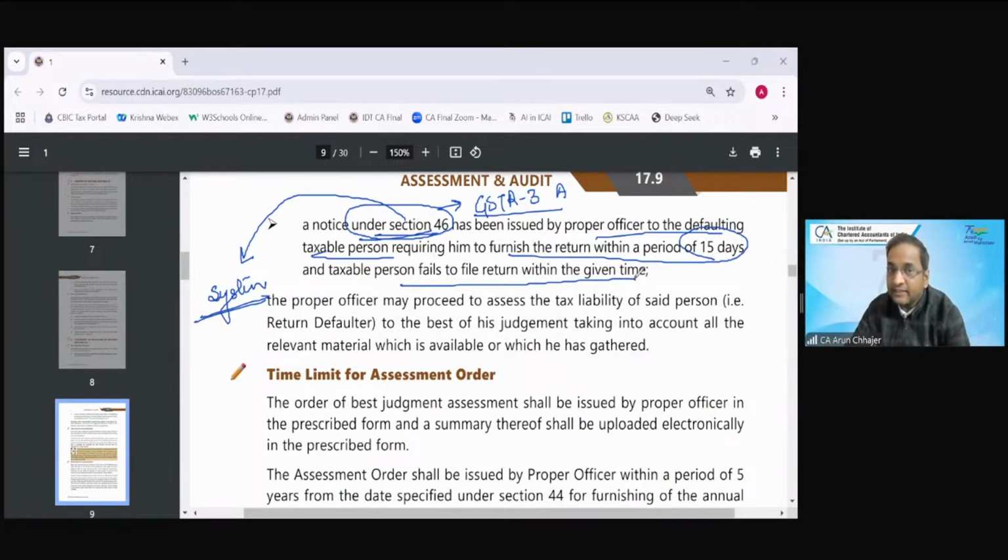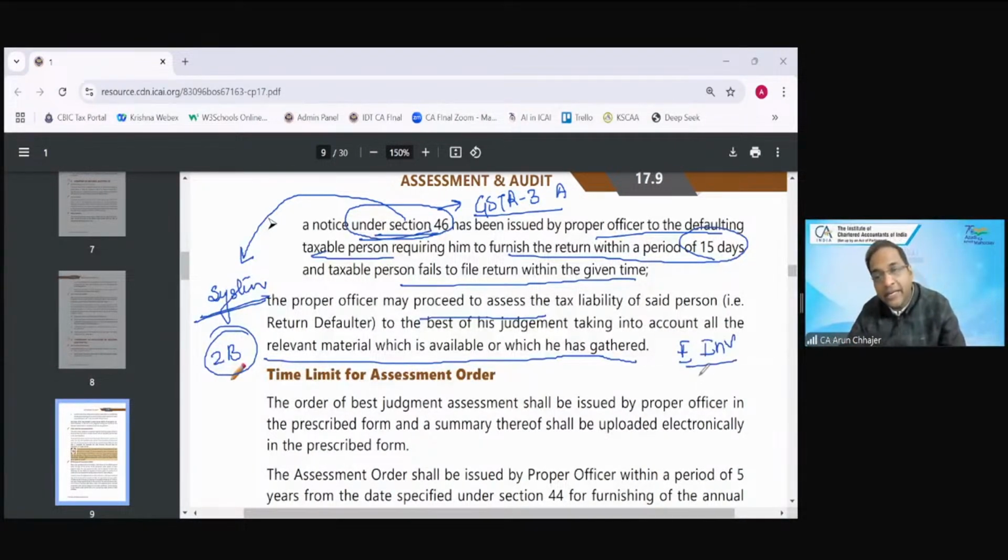So he has not filed the return and he has not complied with the time which has been given by the notice. The officer may proceed to assess the tax liability to the best of his judgment, taking into account all the relevant material which is available or which he has gathered. How is it available, how is it gathered? Might be while determining the liability, they can determine the input tax credit based on the 2B. They can determine the liability based on the invoicing. They can determine the liability based on the e-way bill. There could be multiple information.